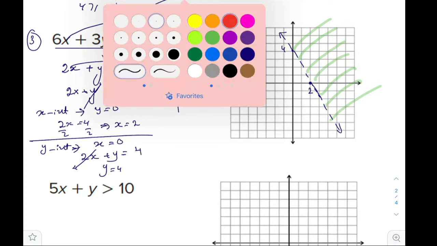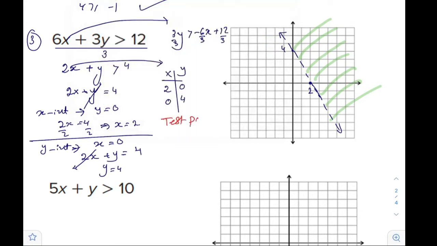خلينا نشوف test point. So the test point should not be on the line itself. Take, let's say, this one. It's a good, nice one, 0, 0. We should expect that it's not included in the shaded region. نتوقع إنها مش معانا في shaded region. Let's just replace. So if you replace here 6 by 0 plus 3 times 0 more than 12, 0 more than 12, is that correct? No. So that means the shaded area should not include 0, 0, which we expect. So this is enough.